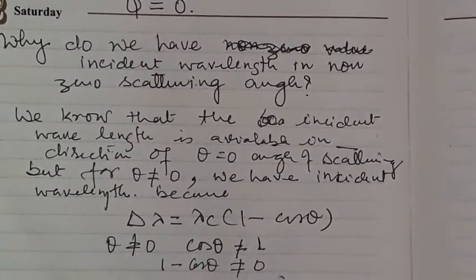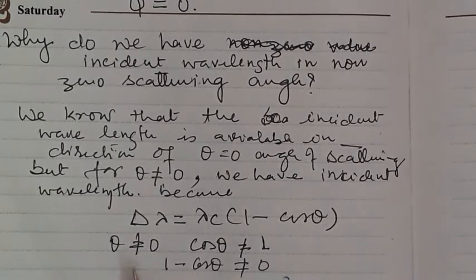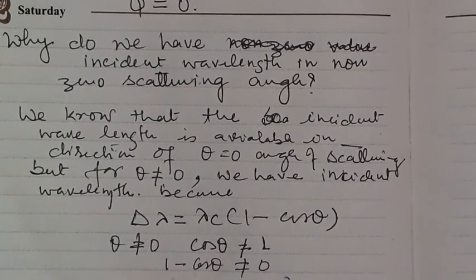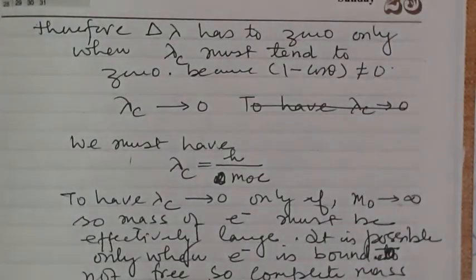But for a non-zero value of theta, we also have the incident wavelength, because delta lambda equals lambda c into 1 minus cos theta. If theta is non-zero, then cos theta is not equal to 1, so 1 minus cos theta is not equal to 0. Therefore delta lambda can be 0 only when lambda c tends to 0, because 1 minus cos theta cannot be 0 for a non-zero value of theta.